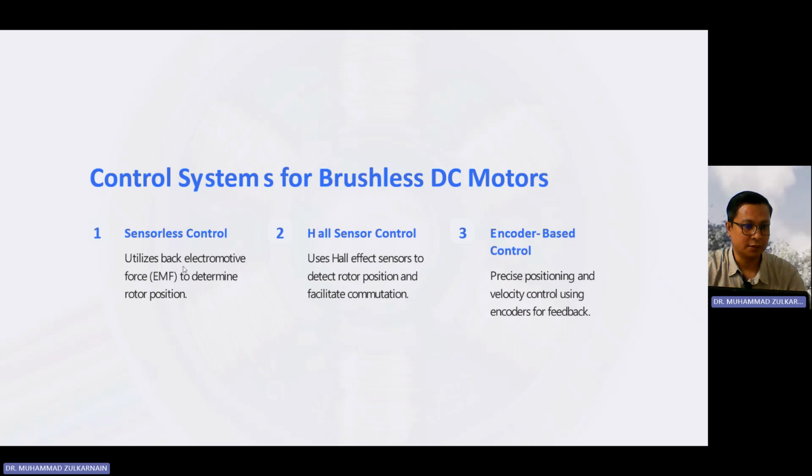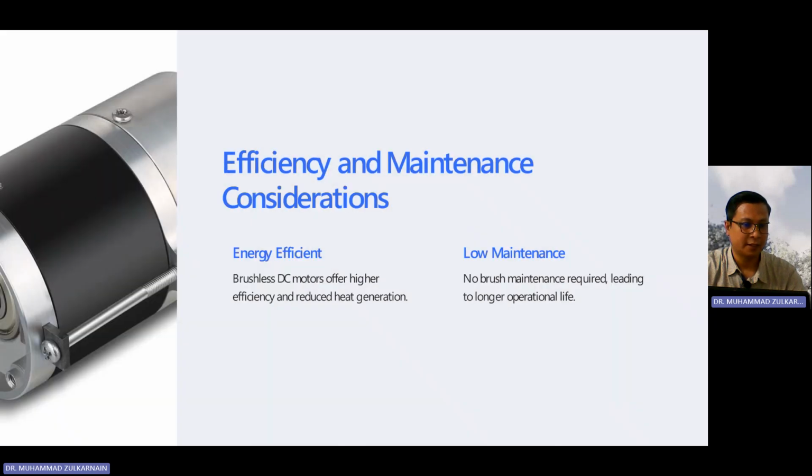So sensor control can be utilized to determine rotor position. And then Hall sensor control uses Hall effect sensors to detect rotor position. Encoder-based control provides precise positioning and velocity control using an encoder for feedback. So energy efficiency: the brushless DC motor offers high efficiency, reduced heat generation, and low maintenance. No brush maintenance is required, leading to longer operational life.